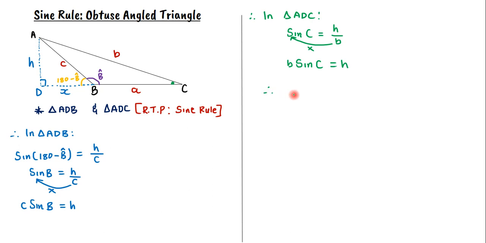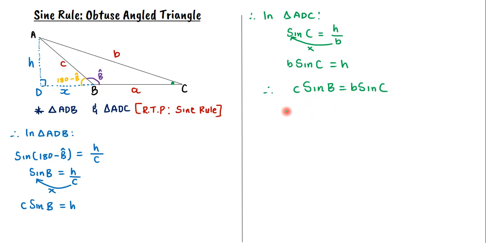So what does this mean then? This means if I'm saying H is C sine B and also H is B sine C, then therefore C sine B will be equal to B sine C. Why? Because they both represent H.